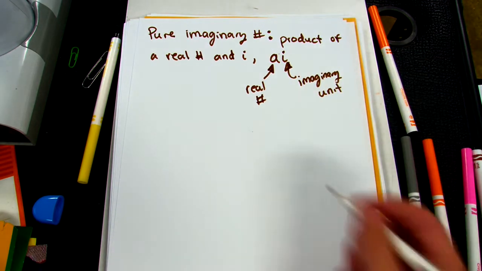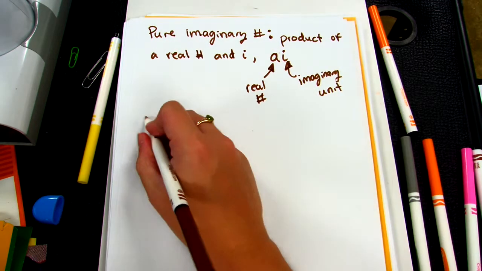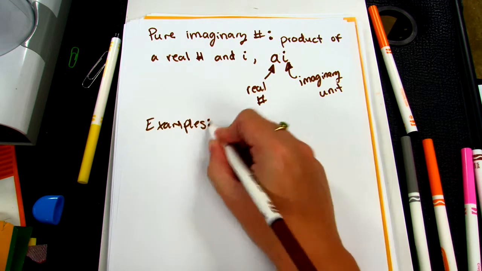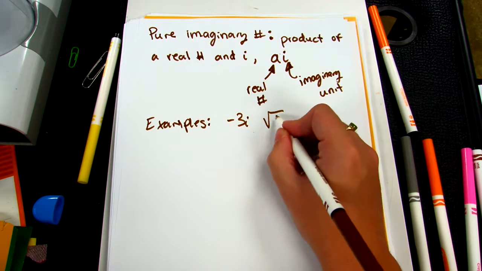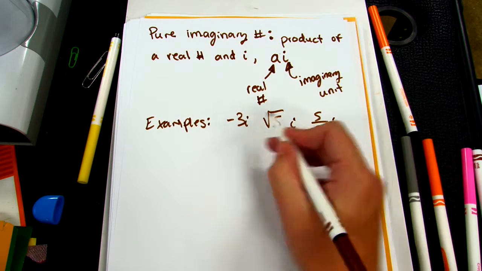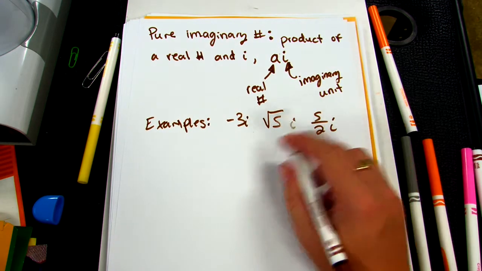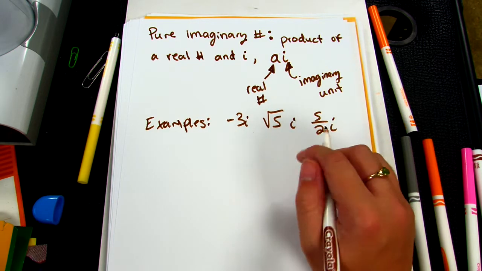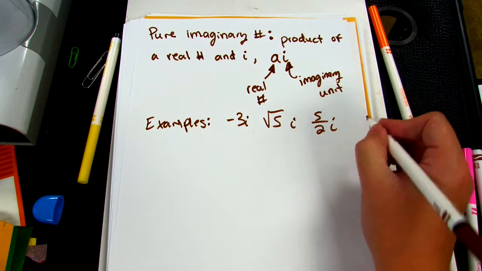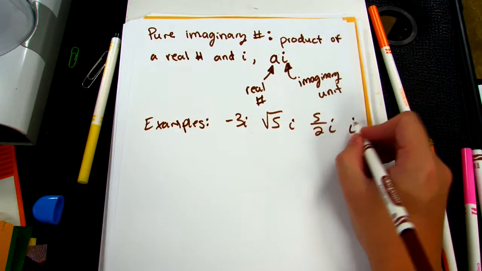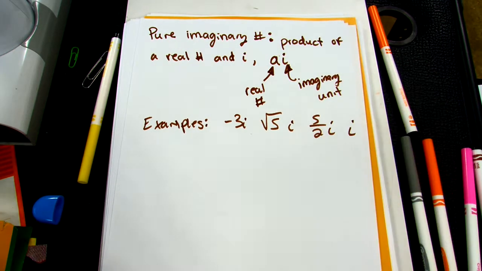Okay, so some examples of pure imaginary numbers would be -3i, the square root of 5 i, 5/2 i. Notice that -3, square root of 5, and 5/2, those are the real numbers, where the i is the imaginary unit. Okay. Also, you can just have i by itself. That's also a pure imaginary number. And you're like, well, what's the a value? Well, the a value is that invisible 1, right?